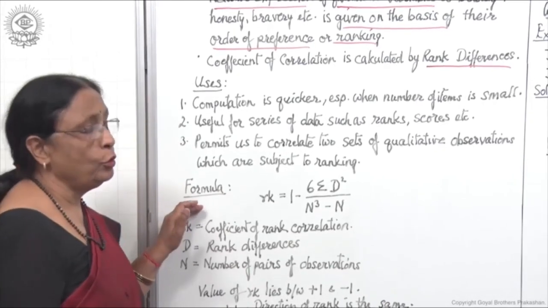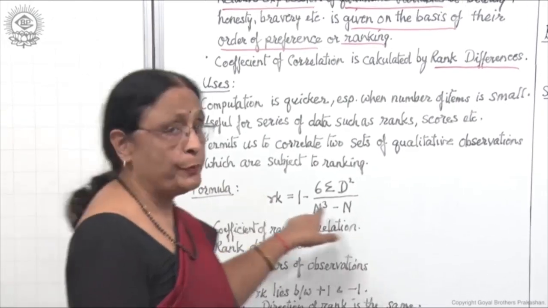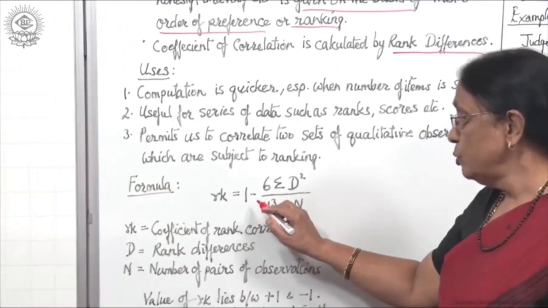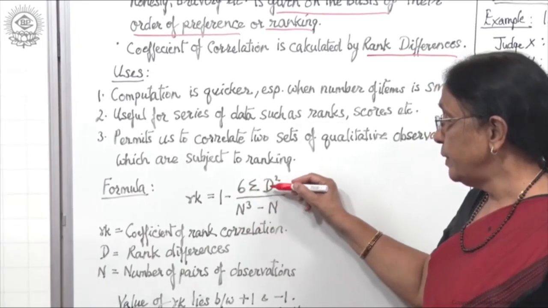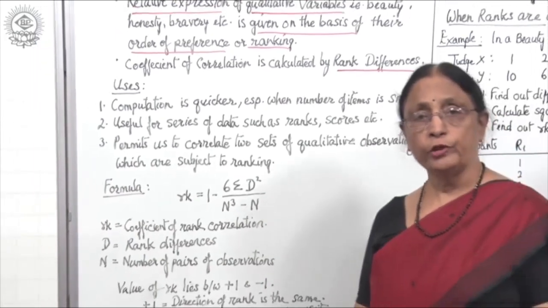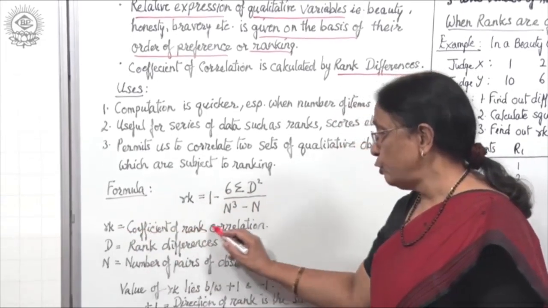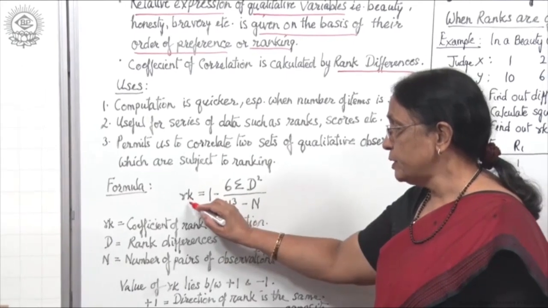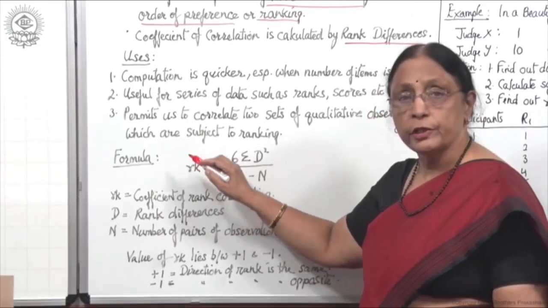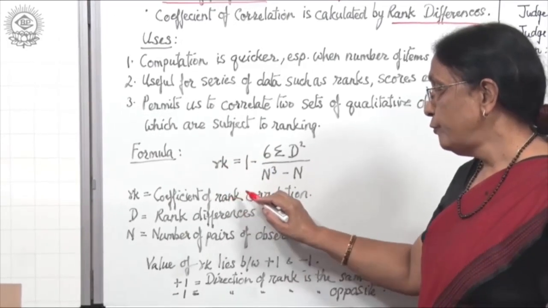Now let us see how we calculate Spearman's rank correlation. This is the formula for Spearman's rank correlation. Rk, that is rank, is equal to 1 minus 6 sigma d square upon n cube minus n. This is the formula you have to learn. Now let us see what it is. Rk is the coefficient of rank correlation. This symbol is for the coefficient of rank correlation. r was only for correlation in the case of Karl Pearson's method. Here Rk is the coefficient of rank correlation.